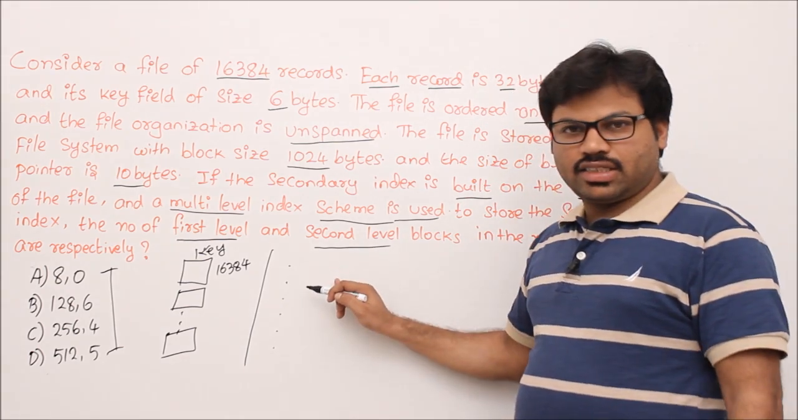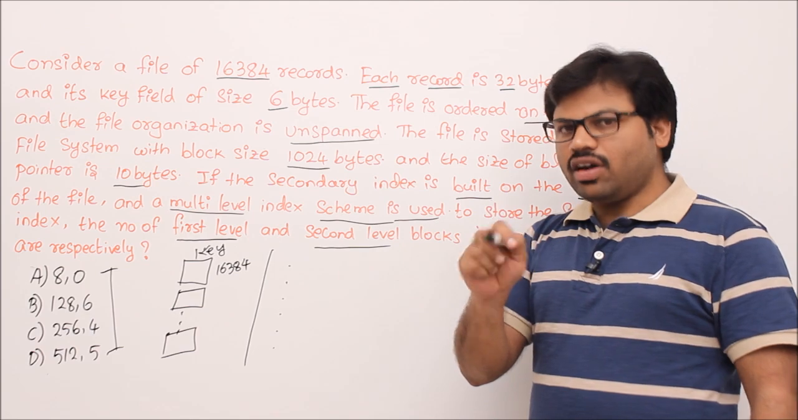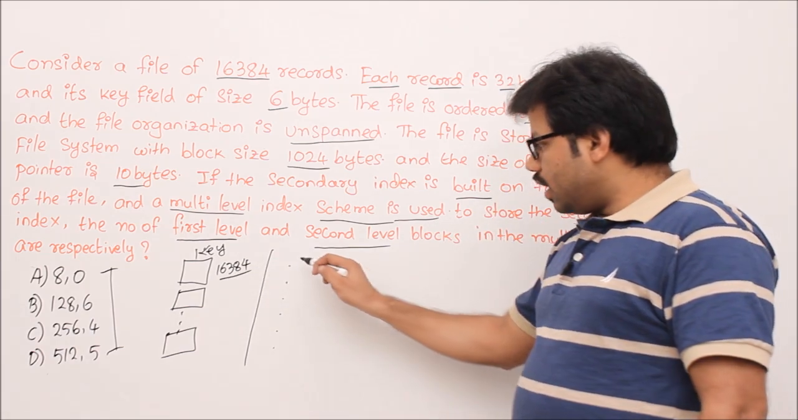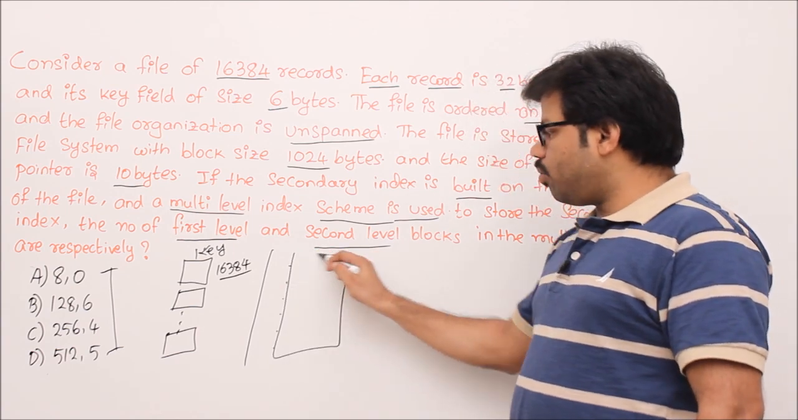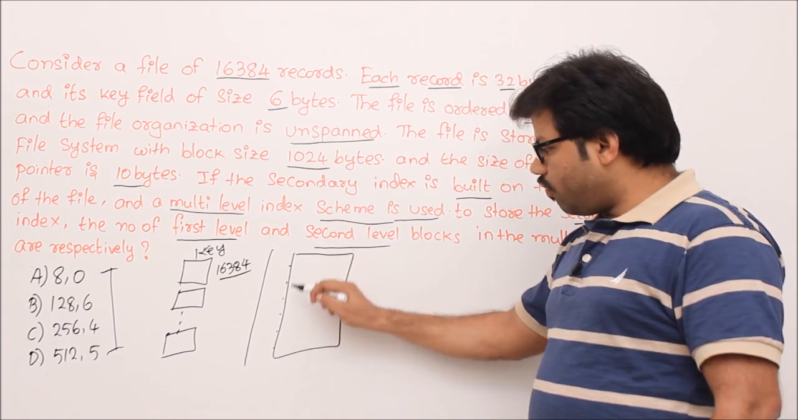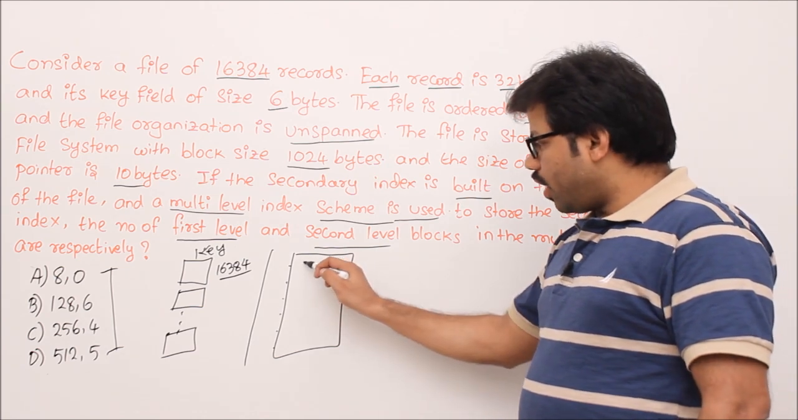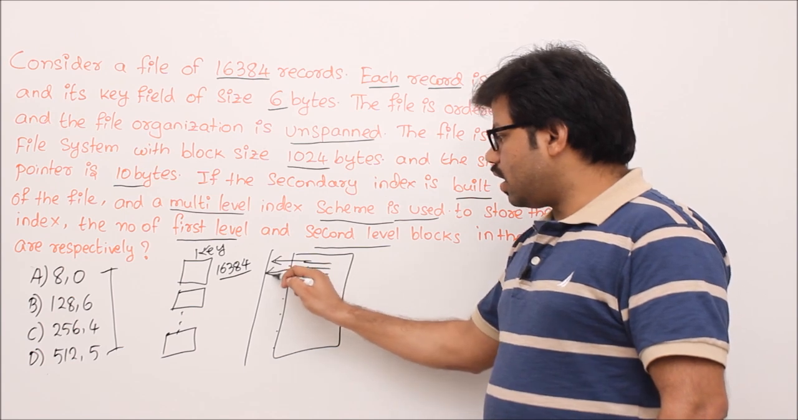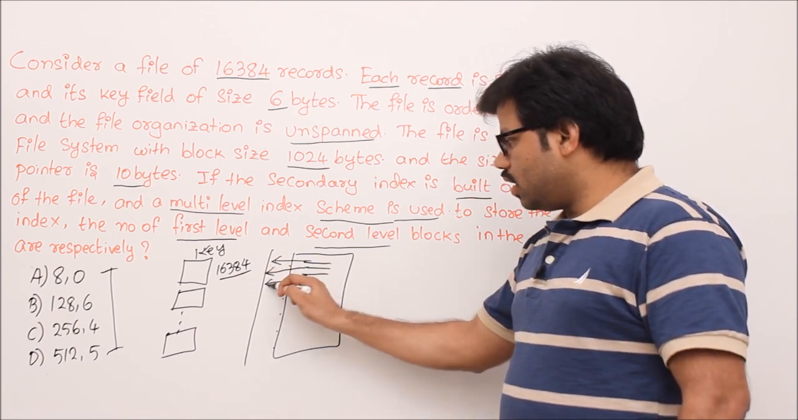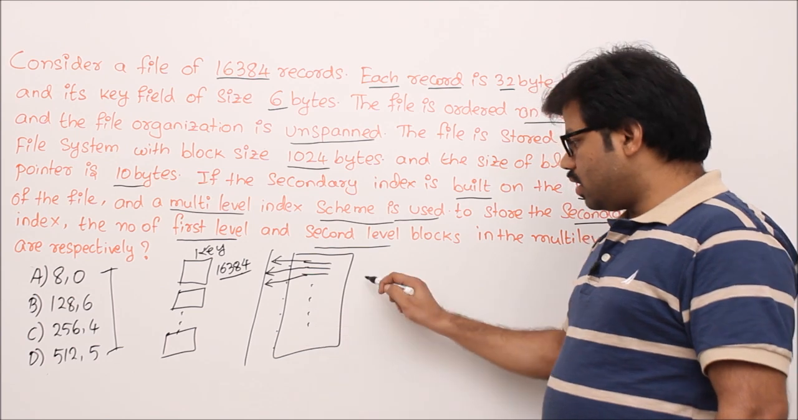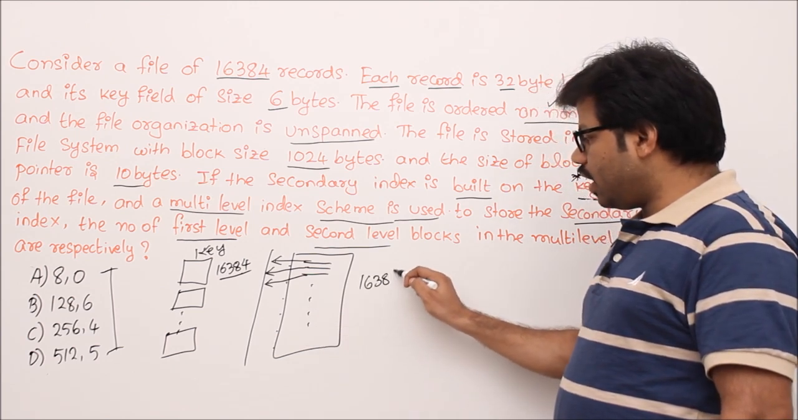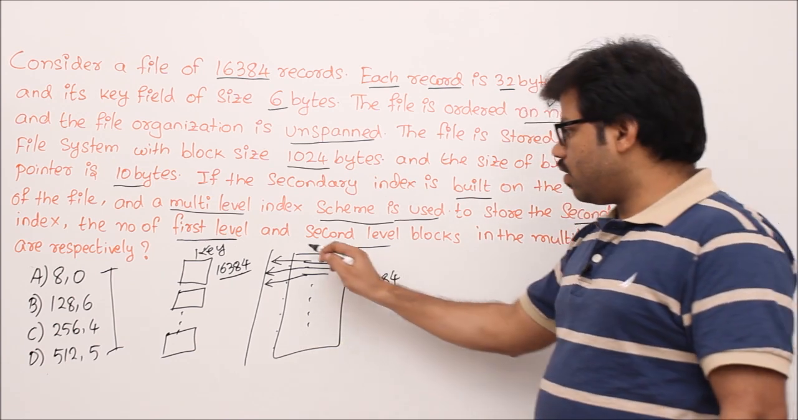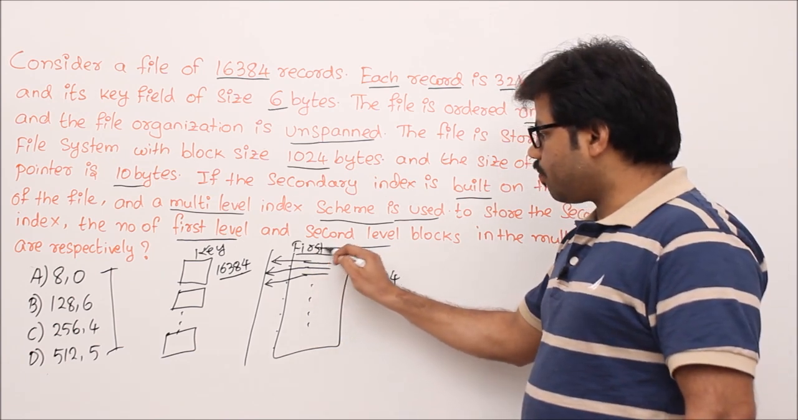If it is secondary key indexing, what is the idea? For every record, one entry. How many records do we have? 16,384. Then in my index file, I don't know how many blocks it occupies. First of all, we'll see the file size. In my file, the entries are like this: one entry for one record. Since there are 16,384 records, the number of entries here would be 16,384. Finally, I got the number of records in my index file, first level.